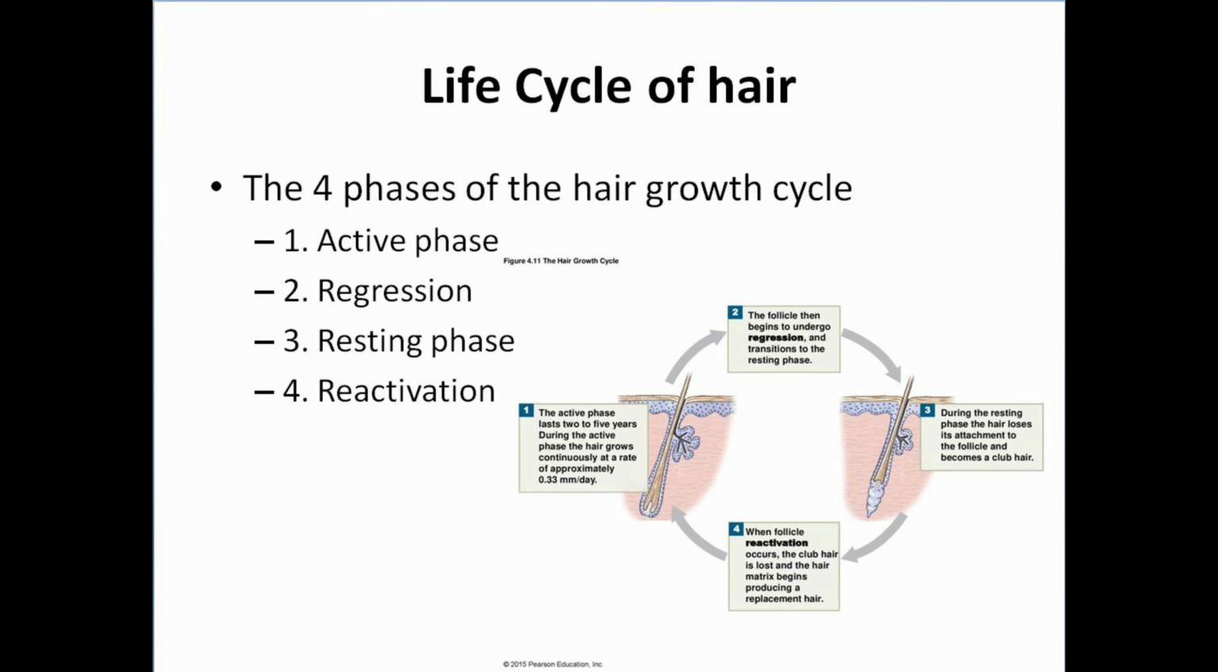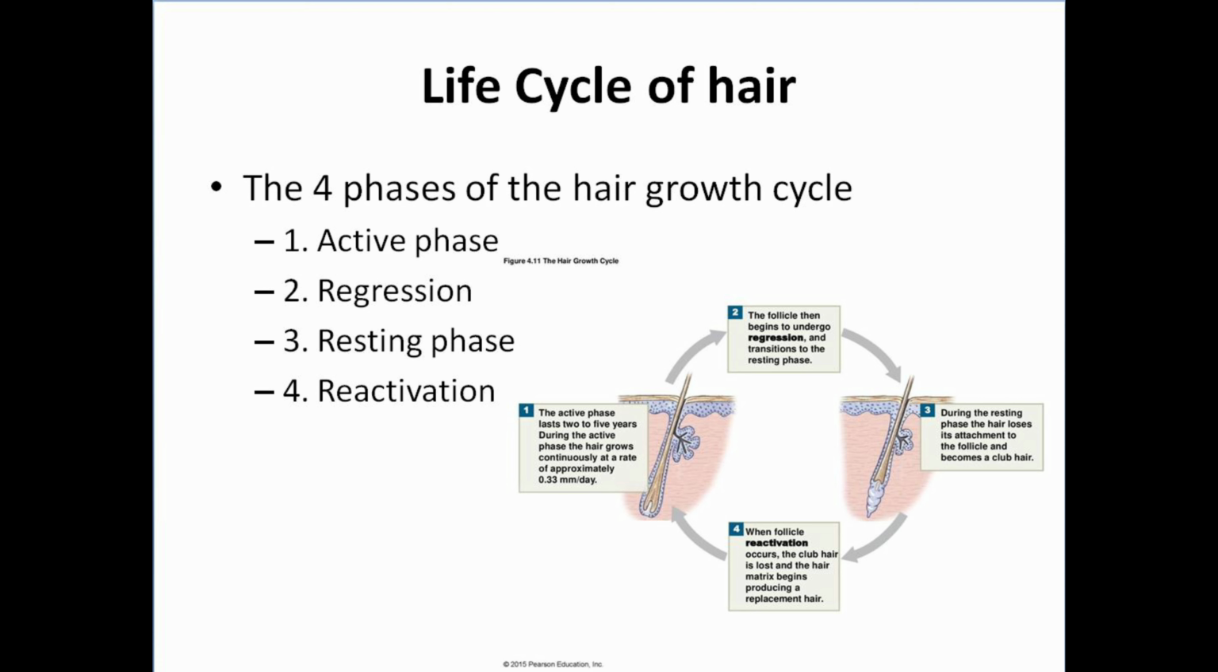Life cycle of hair. The 4 phases of hair growth cycles. Number 1 is active phase, 2 regression, 3 resting phase, 4 reactivation. In the active phase, hair continuously grows for 2 to 5 years and can reach a length of anywhere between 18 to 30 inches if left uncut.